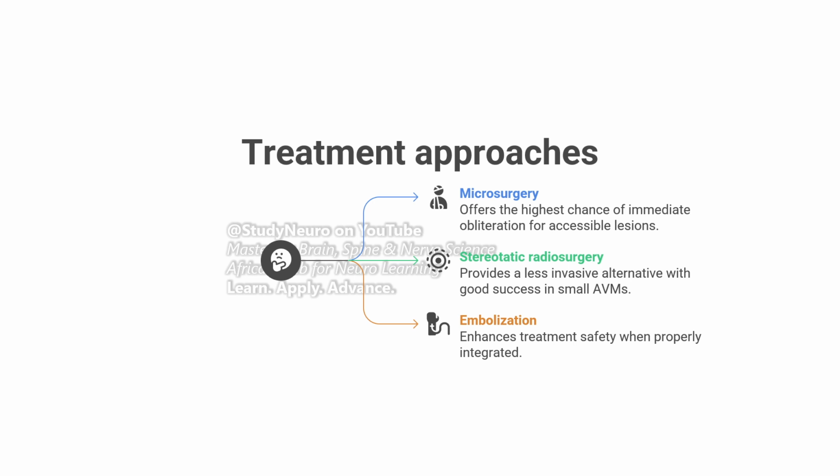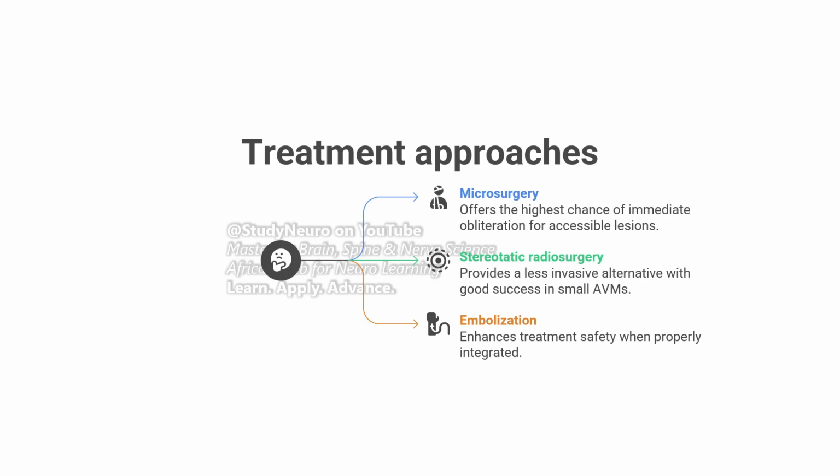Endovascular embolization is primarily an adjunctive therapy used to reduce nidus size and vascular flow prior to surgery or stereotactic radiosurgery. On its own, it is rarely curative and carries a high risk of recurrence. A multimodal approach combining embolization with surgery or radiosurgery can optimize treatment outcomes.